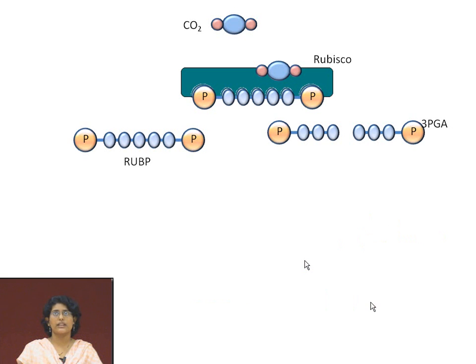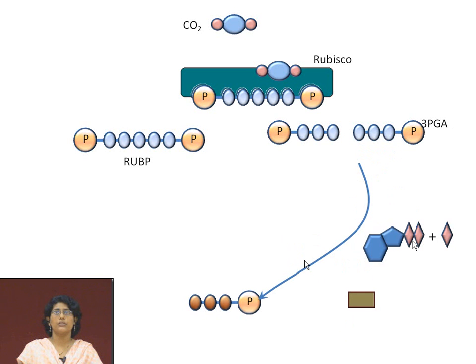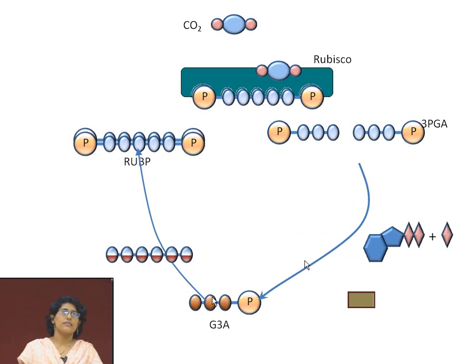Let us now see this reaction again. What happens when this 3-PGA is being produced? The ATP is converted into ADP and NADPH2 is oxidized to NADP. 3-PGA is converted into G3A, that is glyceraldehyde 3-phosphate, and ADP is produced, NADP is produced. After this, glyceraldehyde 3-phosphate is recycled back to RuBP. Many such G3A molecules react with each other to produce the RuBP molecule. Thus here the RuBP molecule is recycled.